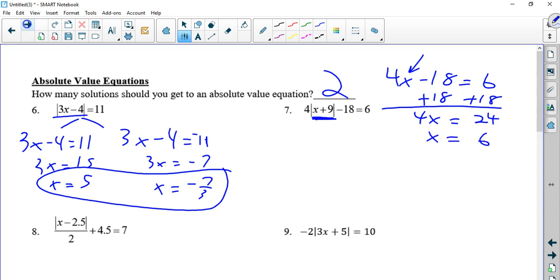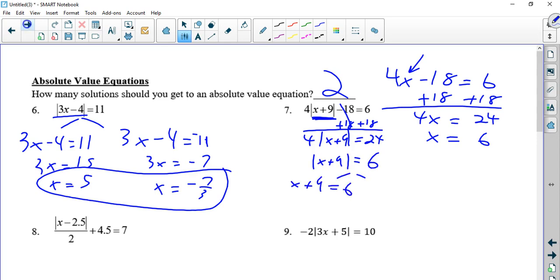So it's going to be similar. I'm going to add 18 first to both sides. So I get 4 times my something, which is x plus 9 here, is equal to 24. Then when I divide by 4, my something is equal to 6. Now I'm going to bust it out. x plus 9 is equal to 6, and x plus 9 is equal to negative 6. Now I subtract 9, and I get negative 3, and I subtract 9, and I get negative 15. And those are my two answers.